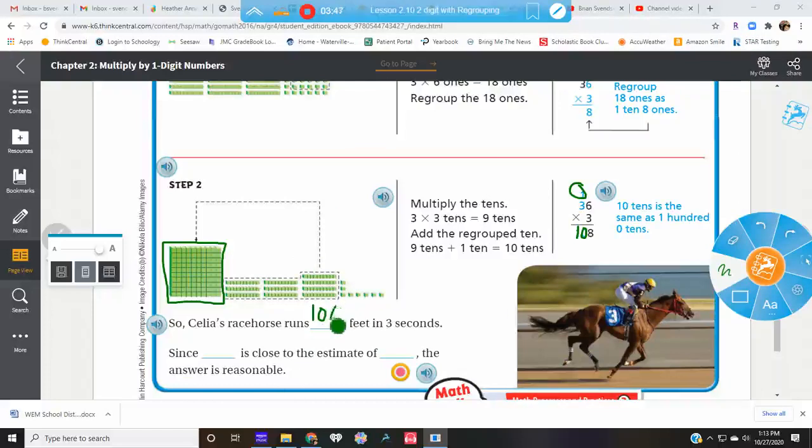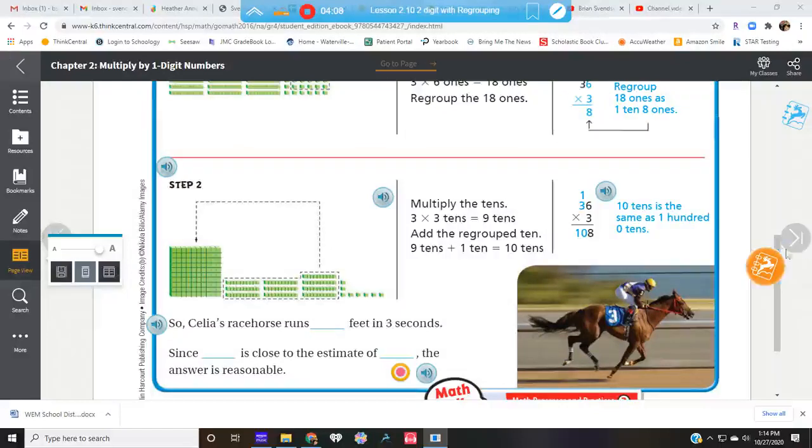So Sia's horse can run 108 feet in 3 seconds. Since 108 is close to 120, we know that this is a pretty reasonable answer. Okay, it's pretty close. Good. Let's move on to the next one.